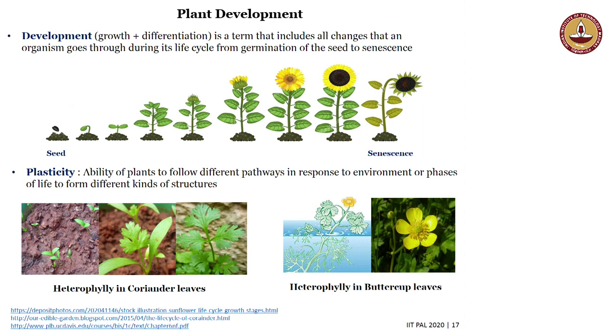Another example in nature is the heterophylly in buttercup leaves, where the leaves which are under the water have a thinner morphology, while those which are exposed to the aerial region, where they are exposed well to the sunlight, change their leaf structure and become broad and wide.